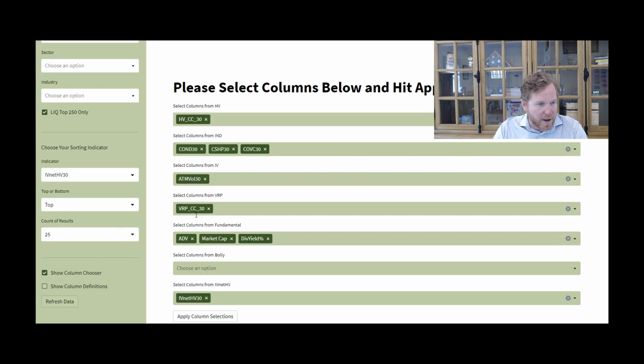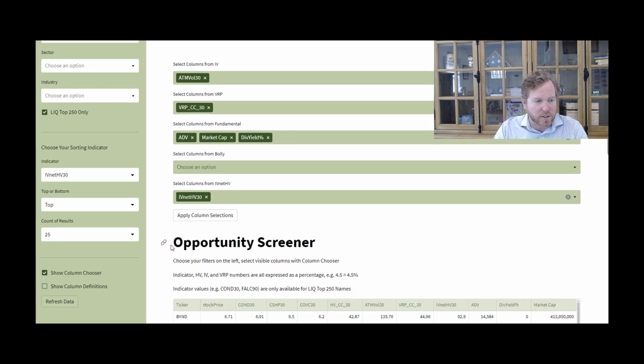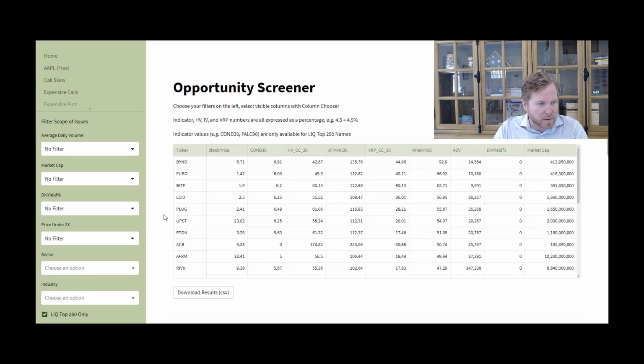And I'm just going to go back. I don't need the cash put value when I'm thinking about this. I do like the Condor 30 indicator though. So I'm going to have VRP at 30 and IV net HV to look at some of these condors. I'm going to apply those column selections, remove my column chooser, and here we go. So we are sorting by Cond 30 values.